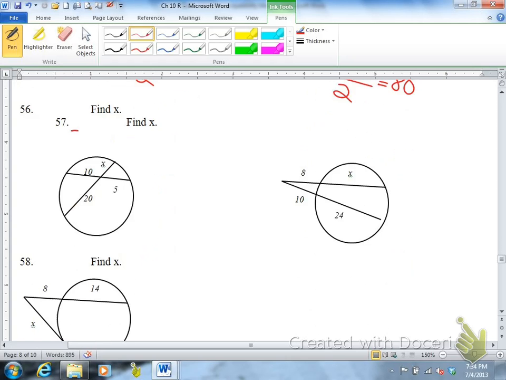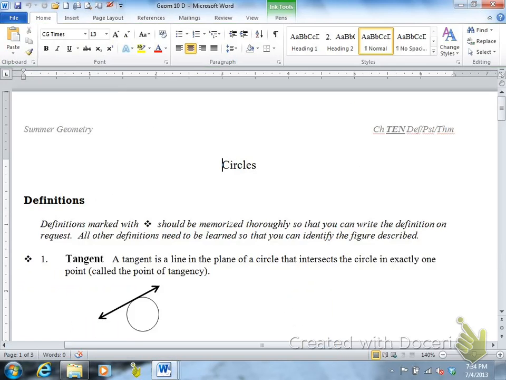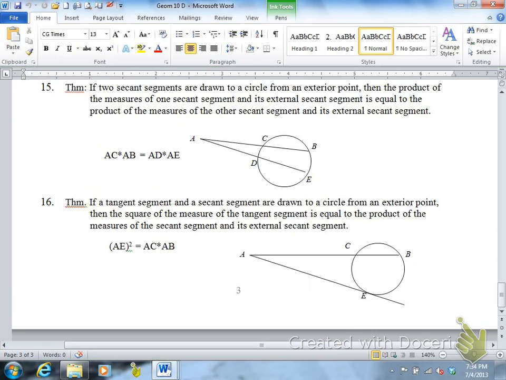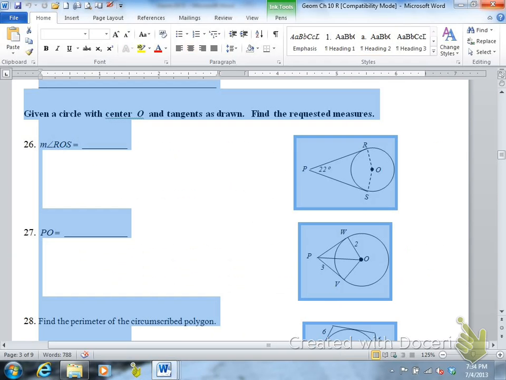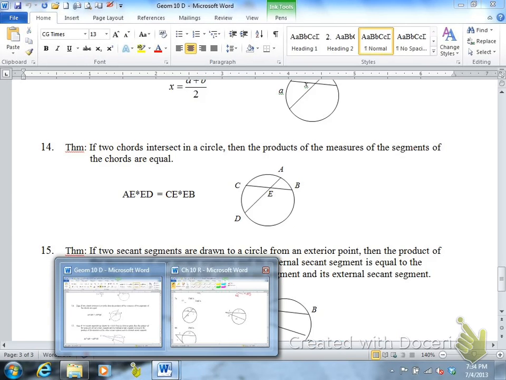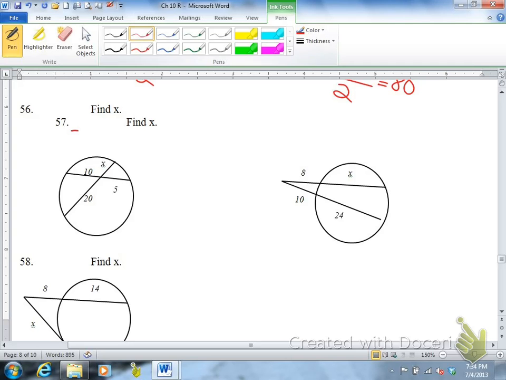Now on this one, there's a proportion here, just to remind you what the theorem looks like when two chords intersect inside a circle. You have AE times ED equals CE times EB. So you would say 20 times x equals 5 times 10. And you'd solve so you get 5 halves is x. This is very small, not drawn to scale.